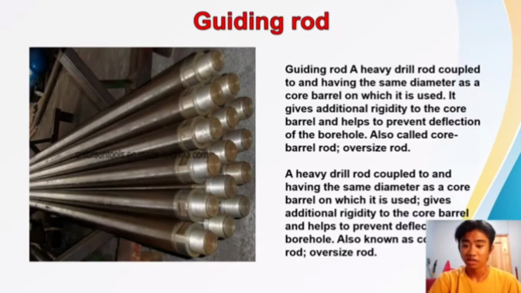Guiding rod. A guiding rod is a heavy drill rod coupled to and having the same diameter as a core barrel on which it is used. It gives additional rigidity to the core barrel and helps to prevent deflection of the borehole. Also called core barrel rod, oversized rod. A heavy rod coupled to and having the same diameter as a core barrel on which it is used gives additional rigidity to the core barrel that helps to prevent deflections of the borehole, and is also known as core barrel rod, oversized rod.